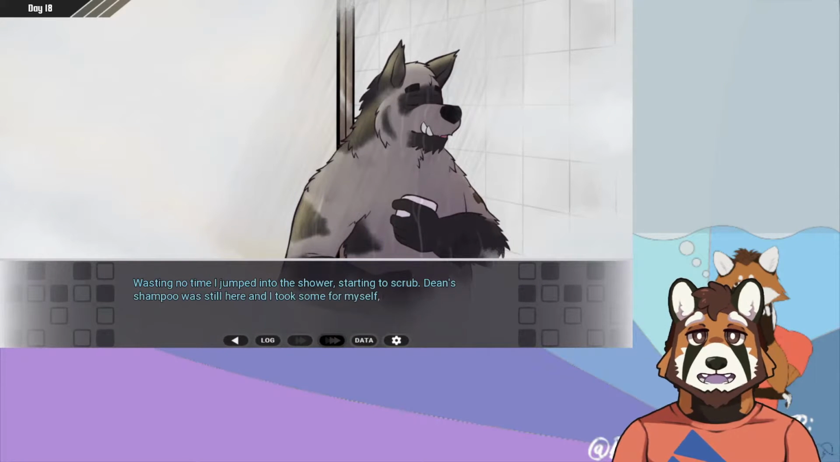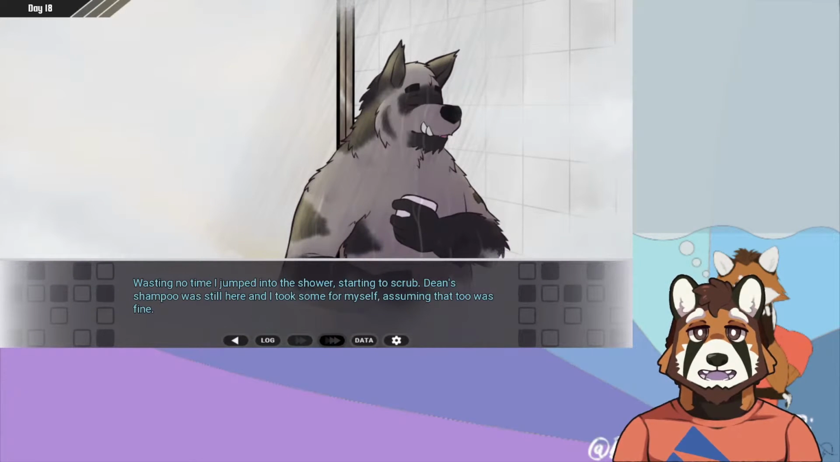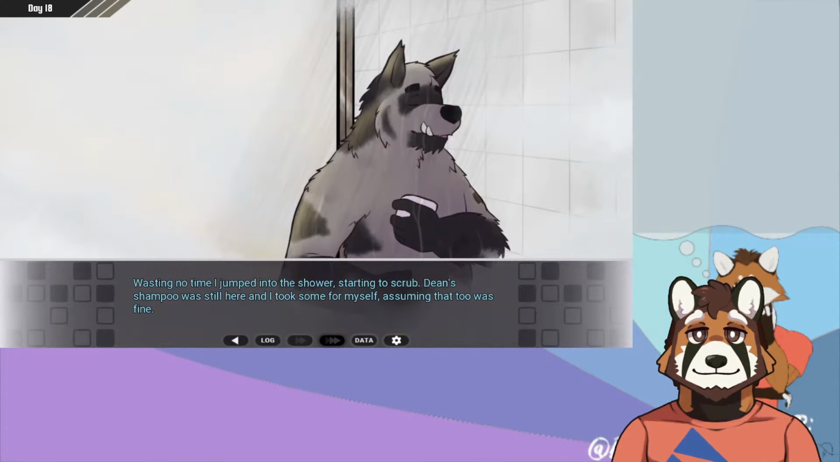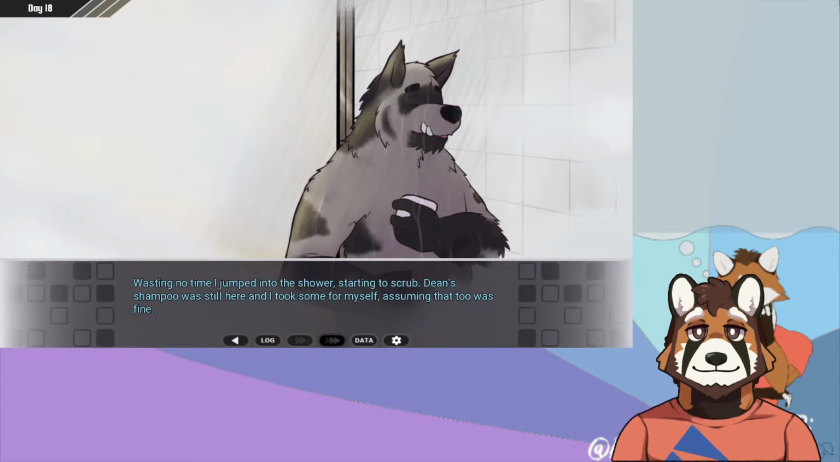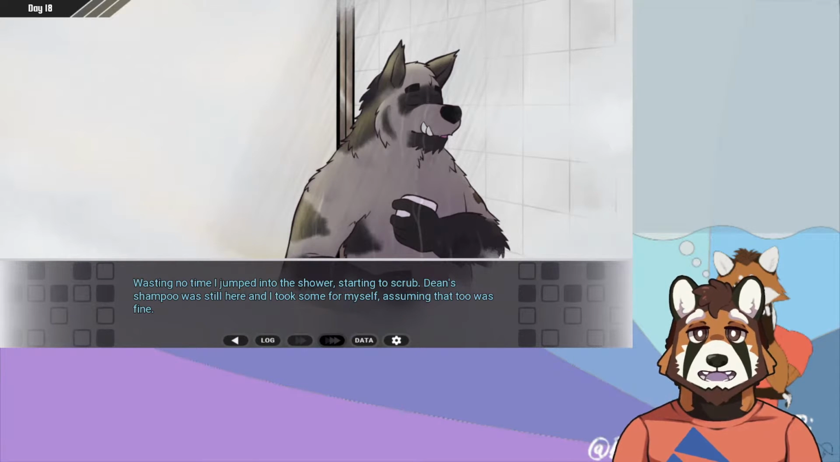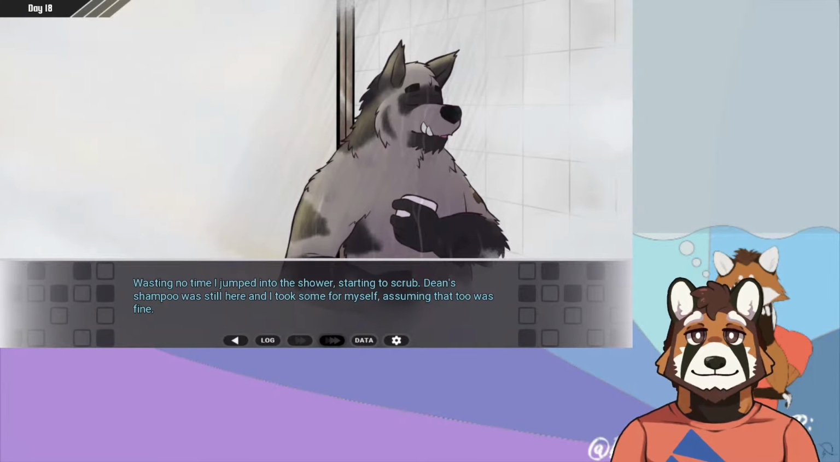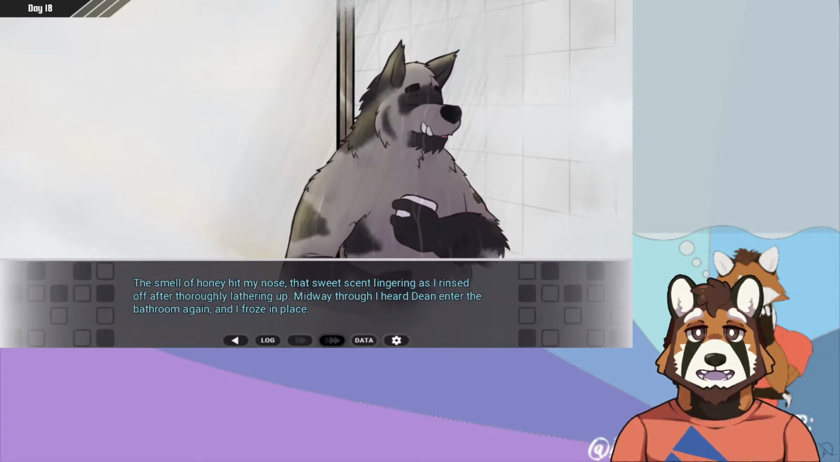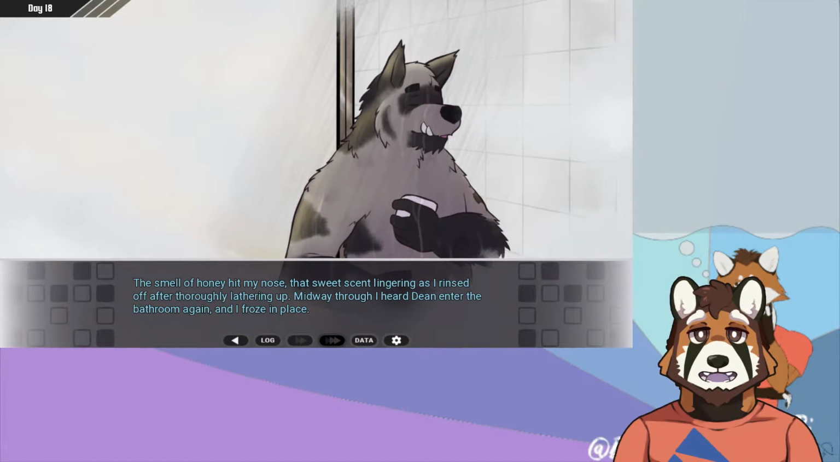Dave shower scene. Good, I don't have to censor anything. Wasting no time, I jumped into the shower, starting to scrub. Dean's shampoo was still here, and I took some for myself, assuming that too was fine. The smell of honey hit my nose, that sweet scent lingering as I rinsed off after thoroughly lathering up. Midway through, I heard Dean enter the bathroom again, and I froze in place.